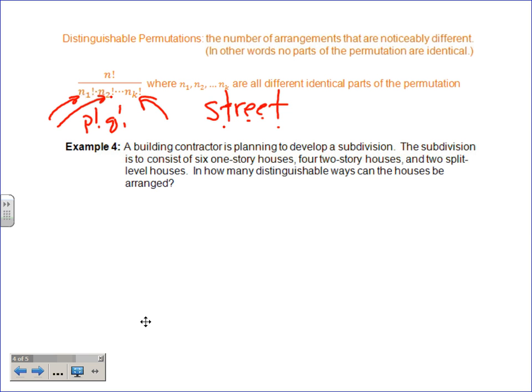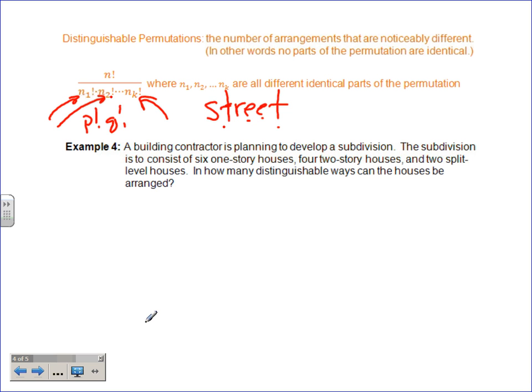Well, here they're saying this subdivision, they're going to try and switch it up a little bit. They're going to have 6 one-story houses, but guess what? Those 6 houses are all going to look the same. Okay, 4 two-story houses. Yeah, there are going to be 4 of them, but all 4 of them are going to look identical. And 2 split-level houses. Okay, but those 2 again will look exactly the same. So how many different ways can they arrange those houses throughout? Maybe they got all these lots. They want to figure out where should I align it.